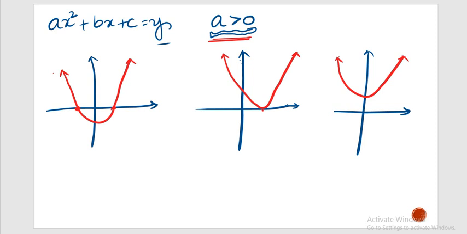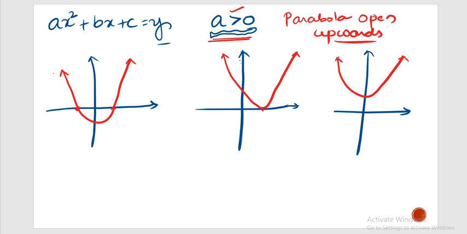So these particular parabolas are nothing but called parabolas open upwards. So we call these parabolas open upwards. So these parabolas are all open upwards. So when a is greater than 0, our parabolas will be open upwards.